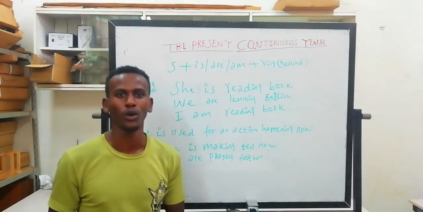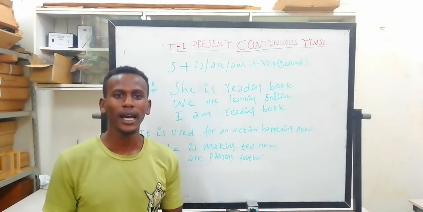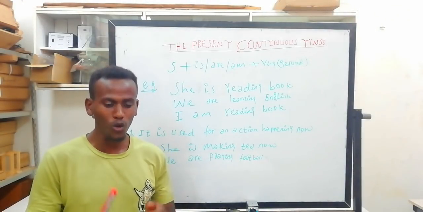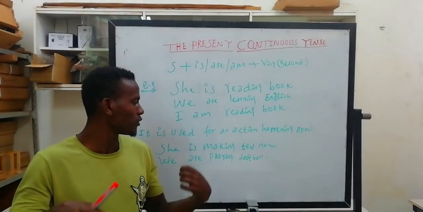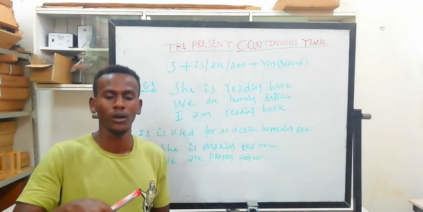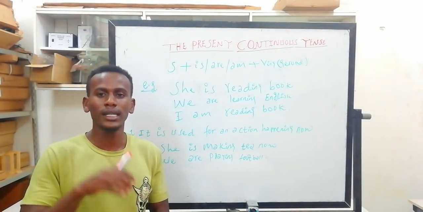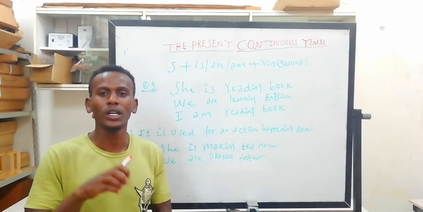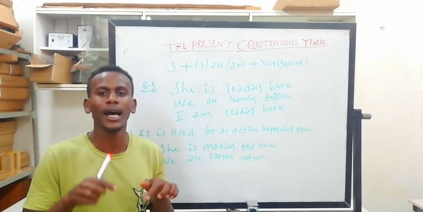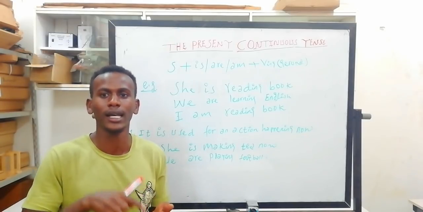We are playing football. We are playing football now, at the moment, at the time of speaking. So, let's see, present continuous tense is used to express an action that is happening at the time of speaking, at the moment.